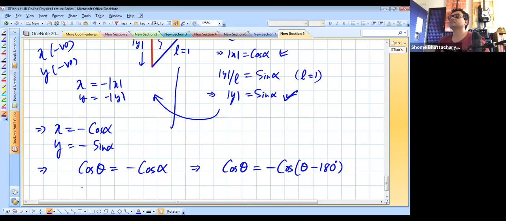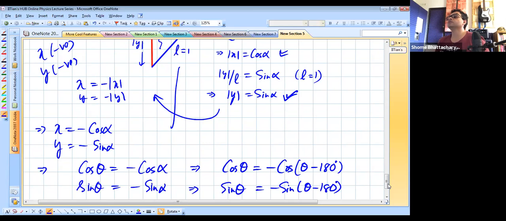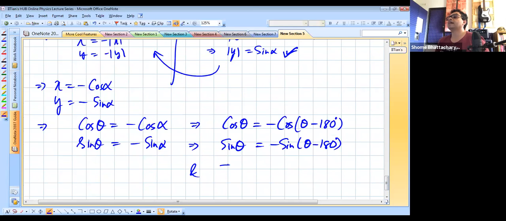And similarly, sin theta is minus sin alpha, because it's minus mod y, and mod y is sin alpha here. So our ultimate formula is that sin theta is minus sin of (theta minus 180). And then just divide these two and you get the formula for tan. So tan is sine upon cos. So it becomes minus sine upon minus cos. So that's positive tan of (theta minus 180). So these become our relevant formulae for quadrant 3.